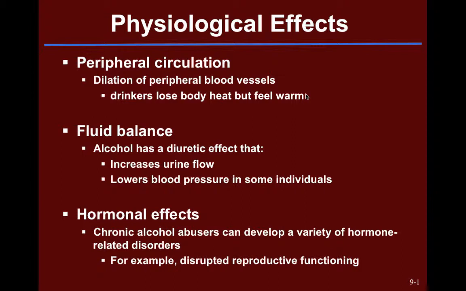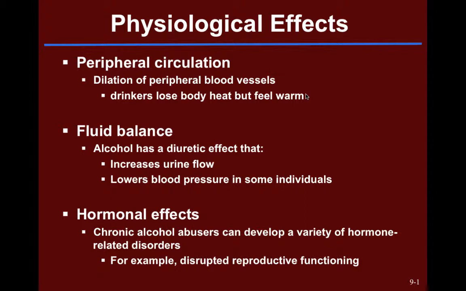This is Dr. Clark. We're going to jump in here with the physiological effects, so the immediate effects of alcohol in the body. One of the physiological effects of exposure to alcohol is a change in peripheral circulation, so a change in the way that the peripheral blood vessels manage circulation. Basically, those blood vessels dilate, and the end result is that people who are drinking lose body heat but feel warm. So even though they are getting colder, they still feel warm, and that's one of the reasons why we can see issues with frostbite and that sort of thing in people who are exposed to alcohol and then to extreme cold.